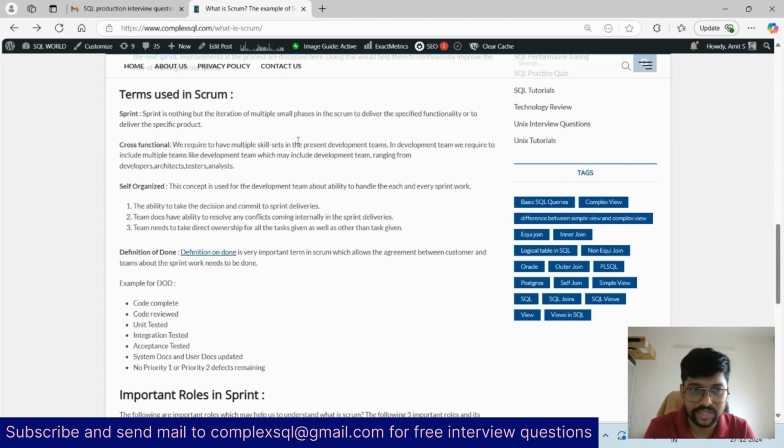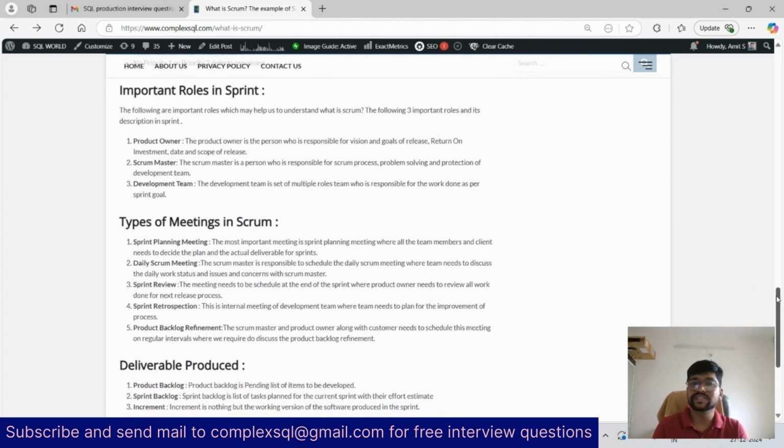So it is cross-functional, it is self-organized. So the team should have the ability to take decisions on its own to meet the sprint deliverables. The team does have the ability to resolve conflicts. So the team by themselves require to resolve their conflicts. Okay. And they require to take direct ownership of whatever work is assigned. Okay. So this is called the Scrum process.